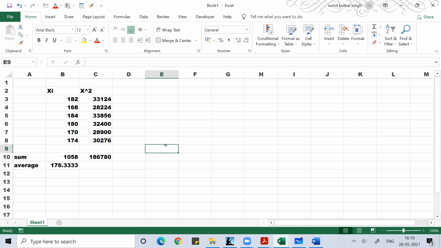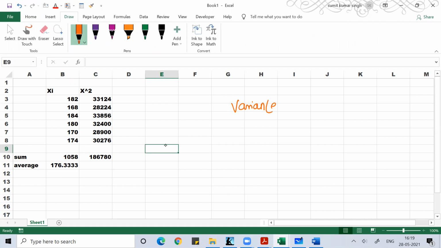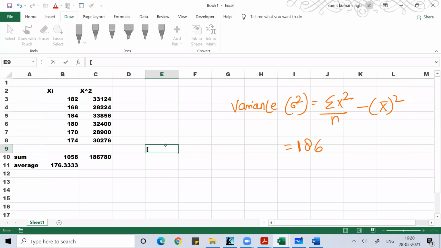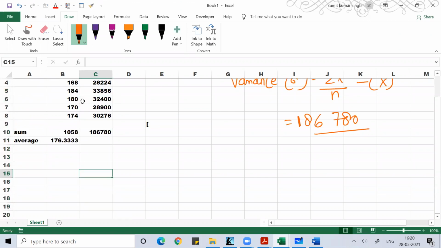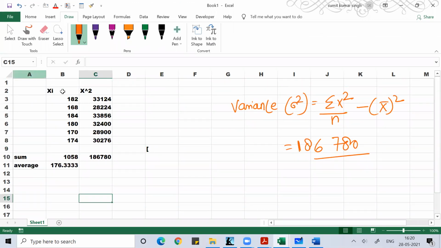If you want to find variance, that is equal to sum of x square by n minus x bar square. Sum of x square is 186,780, divided by n. N is how much? N basically means the count. How many variables are there? You have 6 variables. So this is sum of x square by n minus x bar square.